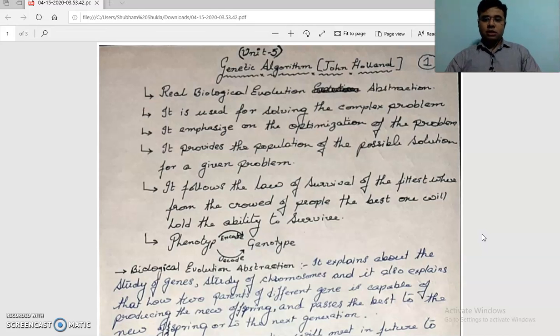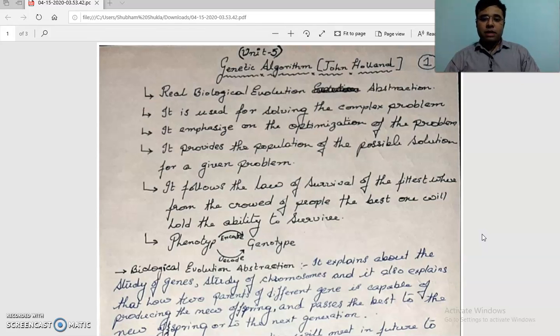So today we are going to deal with a very interesting topic of machine learning, which is the genetic algorithm. As I have already told you, in Unit 5 we will discuss some algorithms which are meta-heuristic, or we can say that these algorithms are entirely based on problems related to optimization.